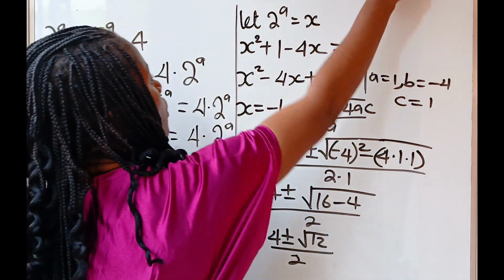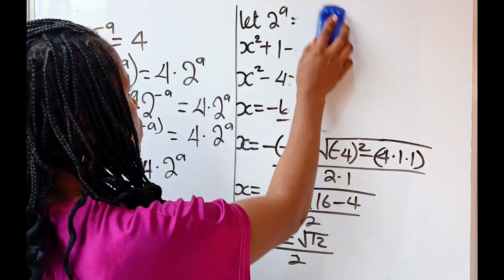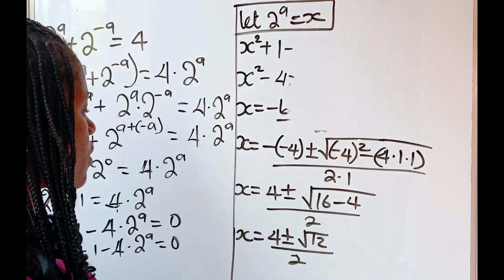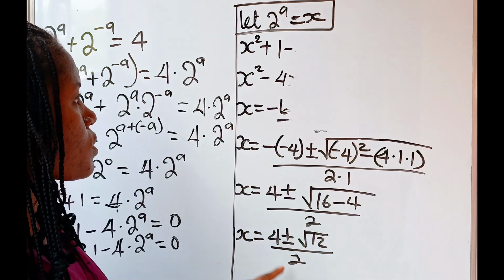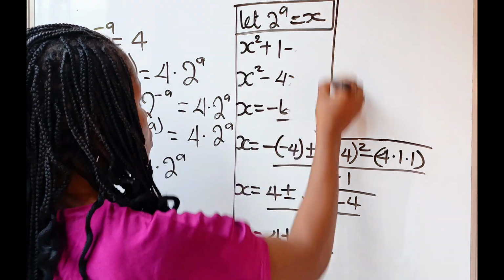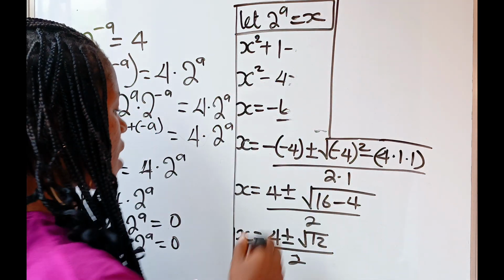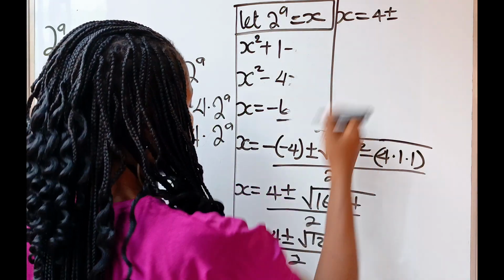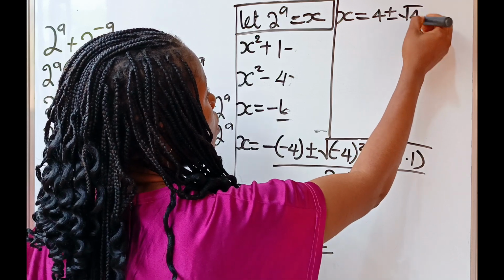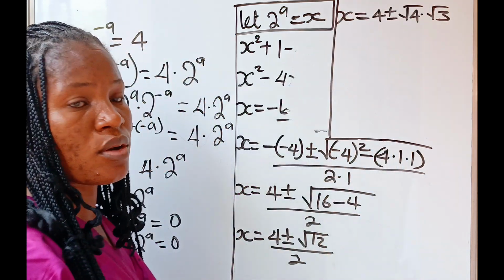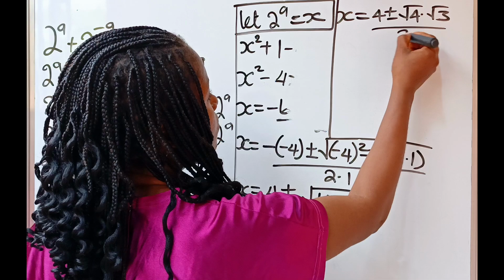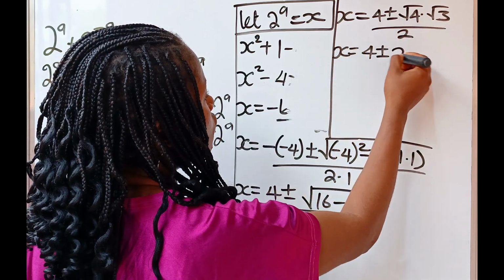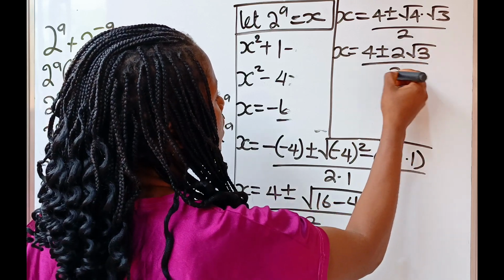All right. Now, we are getting closer to the solution. I'm going to leave this because we are still going to need it. All right, so we have x is equal to 4 plus or minus square root of 12 over 2. But we can write 12 as what? 12 can be written as square root of 4 multiplied by square root of 3. Okay, all right. Now divided by 2. So we have x is equal to 4 plus or minus square root of 4 is 2. We have 2 root 3 divided by 2.